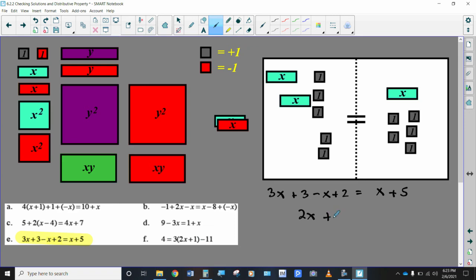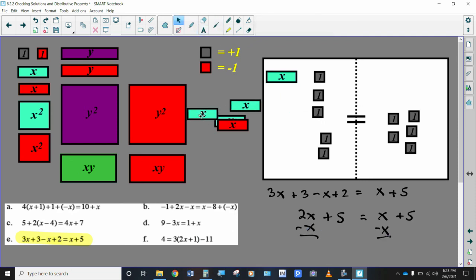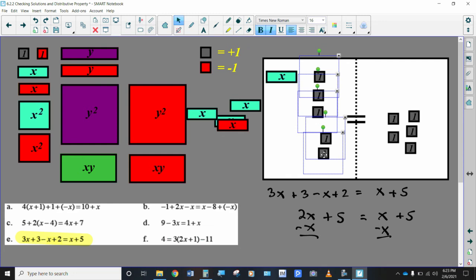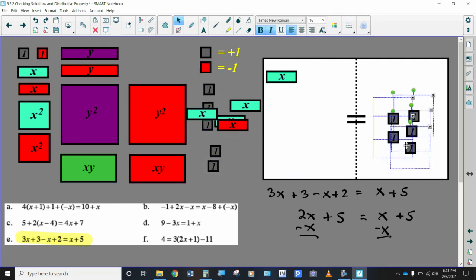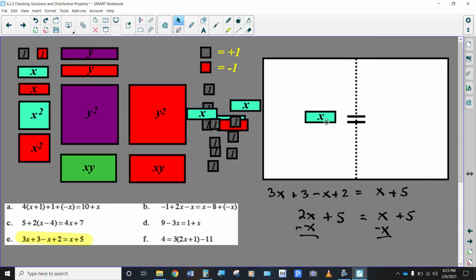is going to give you a total of 5. And on the right side, you've got x plus 5. So let's take away 1x from each side. Take away an x, take away an x, and let's take away 5 from each side. There's taking away 5. There's taking away 5. So we're left with x all by itself on one side, and nothing is over there, right? So when everything gets canceled out, that leaves you with 0.